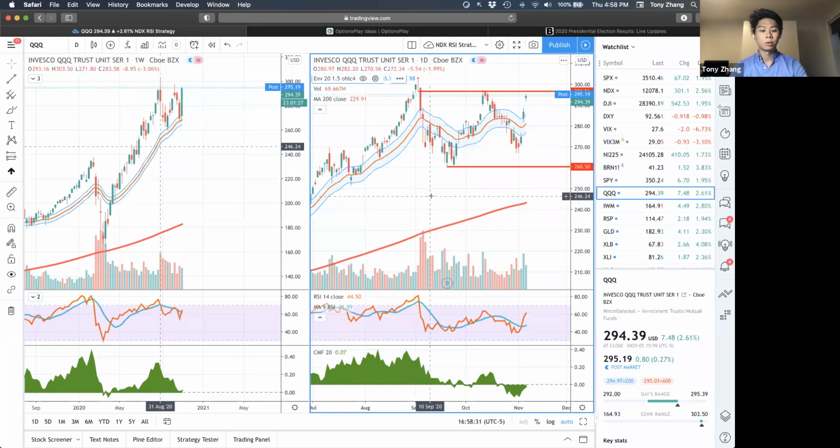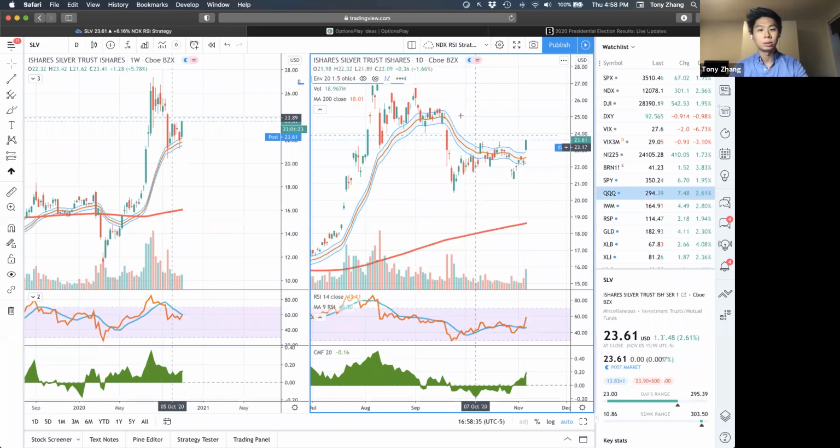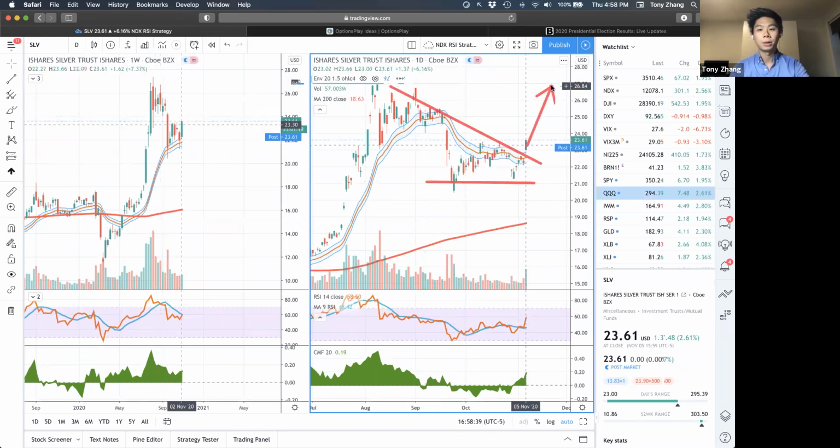Jose is asking for views on SLV. So SLV is basically the exact same thing as GLD from a view perspective. SLV is more of an industrial metal rather than a precious metal, less of a hedge against stimulus, but the setup is basically the same.